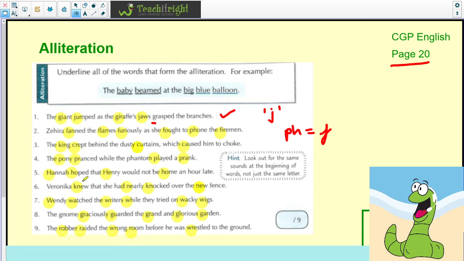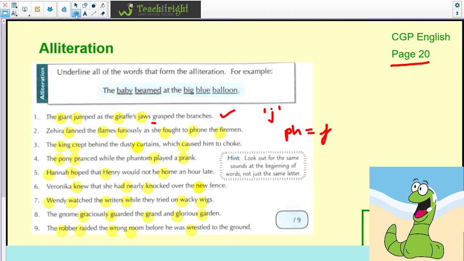Number 5, we've got Hannah hoped that Henry would be home at hour late. Now, interestingly with this, because we've got the H sound, those are all the words that we needed. Hannah hoped Henry home is the alliteration. But obviously we hadn't included hour, because that's not part of the alliteration because the H is silent.